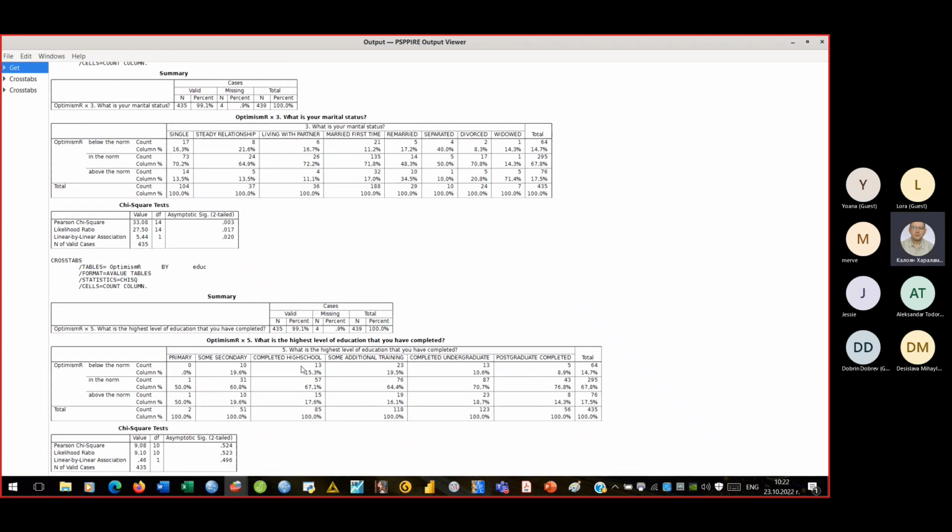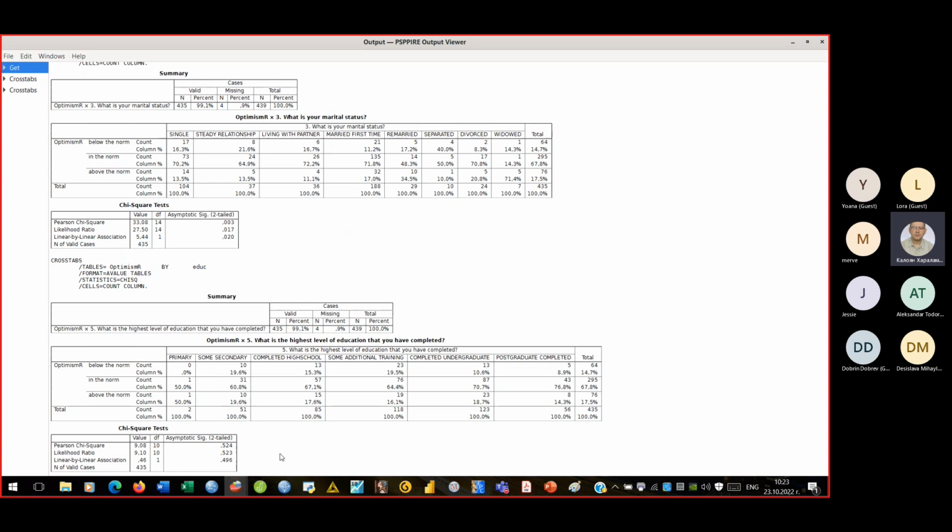And now we have percentages for each educational level. Unfortunately, here the significance level is 52.4%, which is larger than 5%. So we must accept the null hypothesis. That means that there is no relation between educational level, between education and optimism.